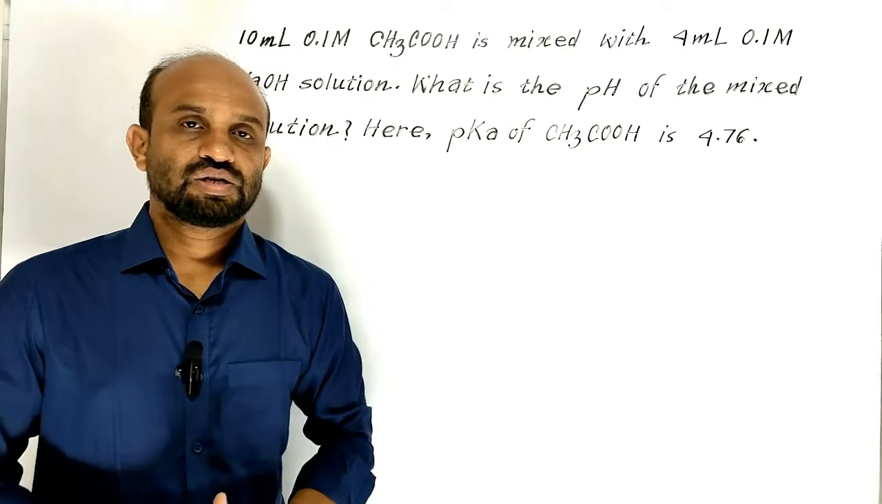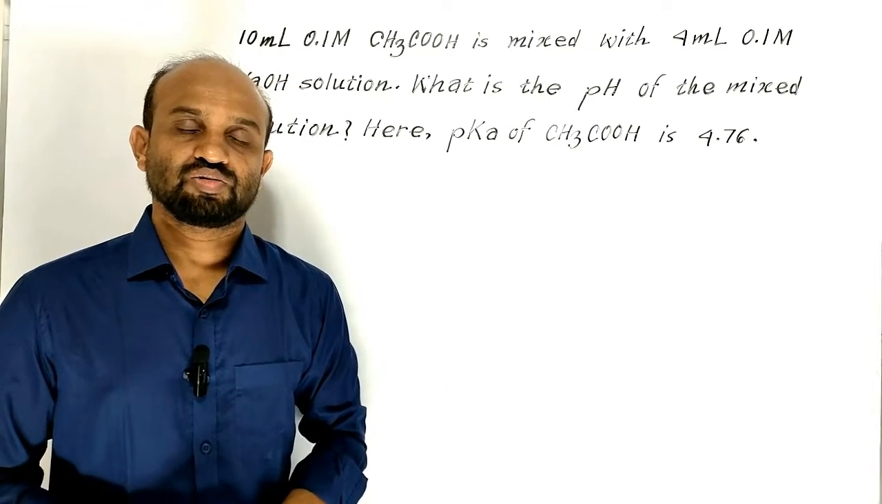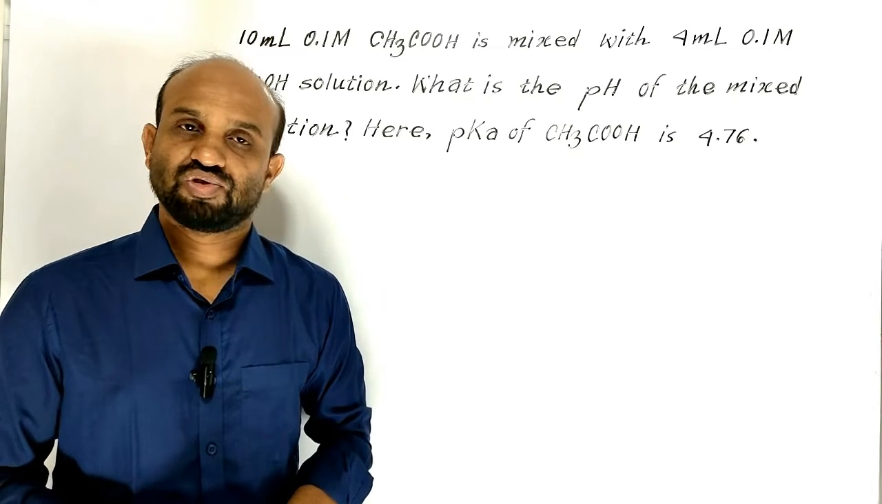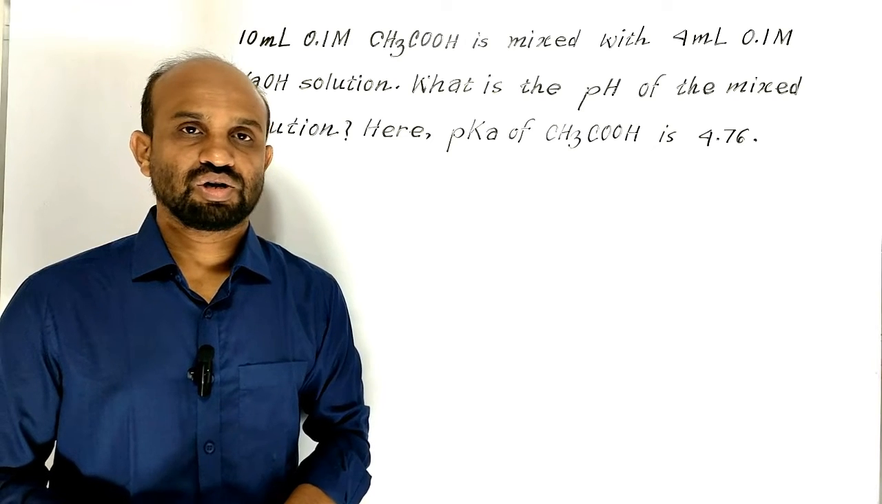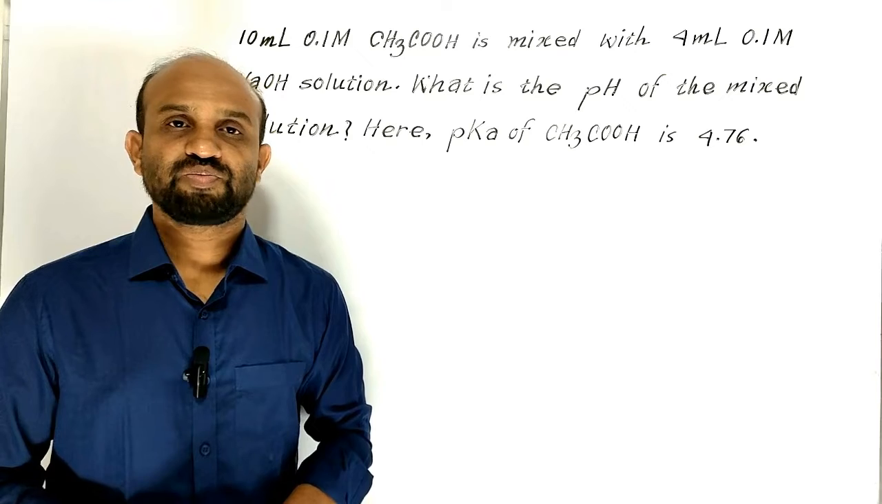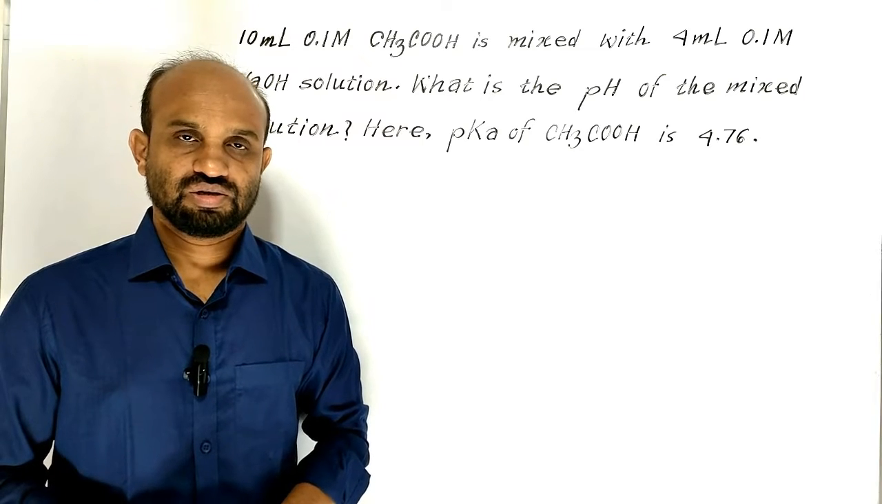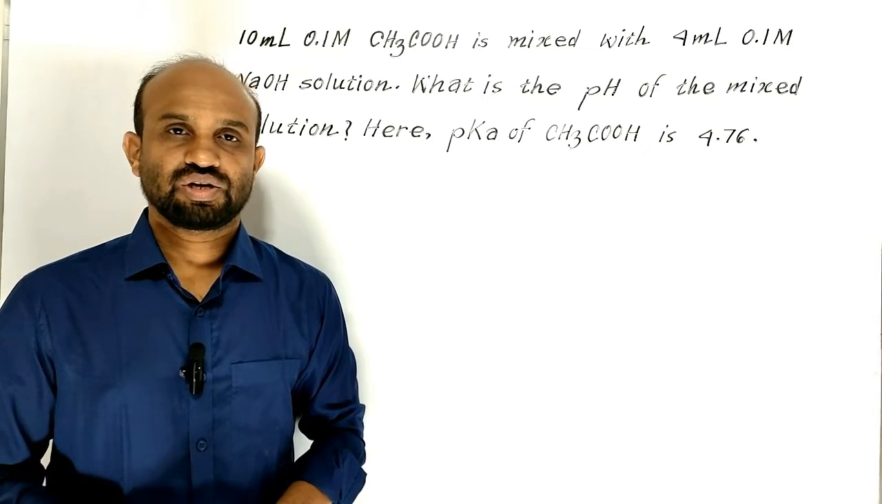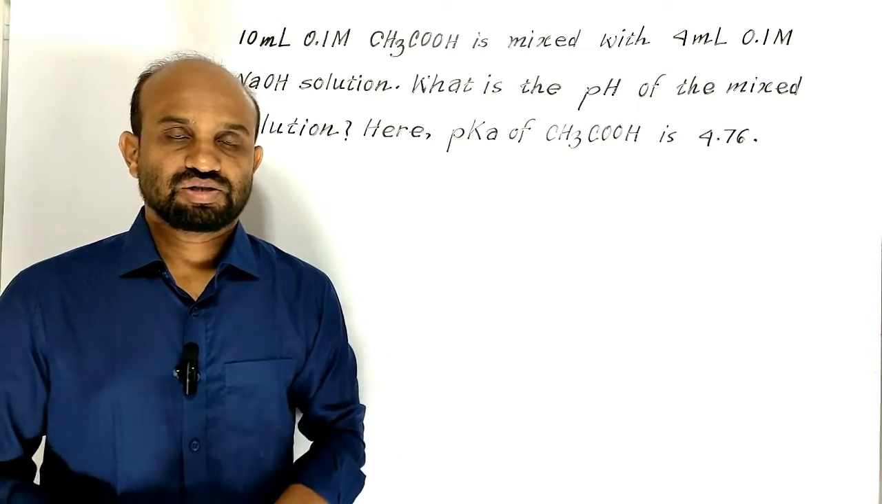That is, 10 milliliter 0.1 molar acetic acid solution is mixed with 4 milliliter 0.1 molar sodium hydroxide solution. Then what will be the pH of the mixed solution? Here pKa value of acetic acid is 4.76. Let's see the matter.